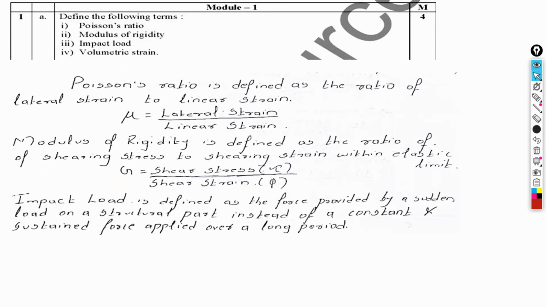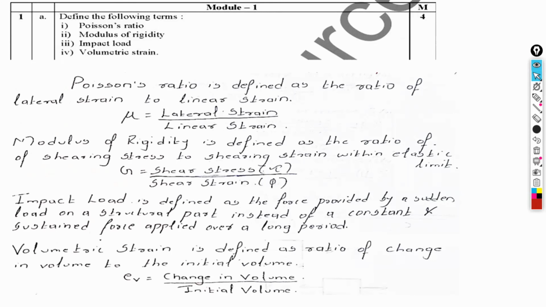The next one is impact load. Impact load is defined as the force provided by the sudden load on a structural part instead of a constant and sustained force applied over a long period. These are simple definitions. Final one is the volumetric strain. Volumetric strain is defined as the ratio of change in volume to the initial volume. Ev equals change in volume divided by initial volume.